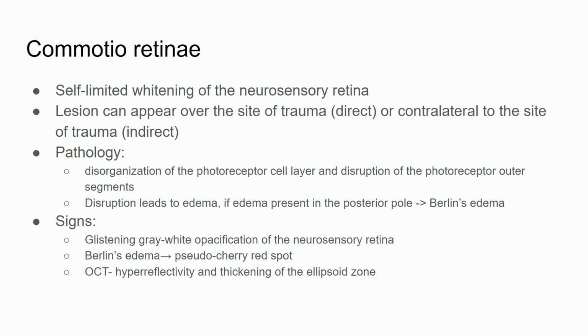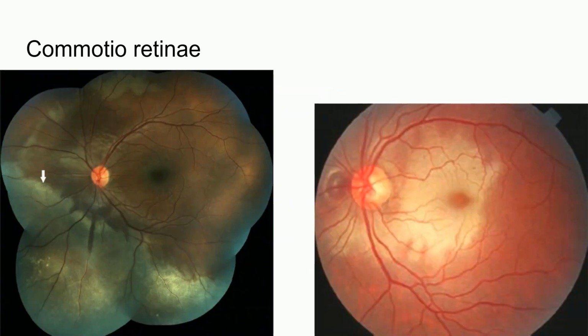If it's present in the posterior pole, it's considered Berlin's edema, and you get this glistening gray-white opacification of the neurosensory retina. Berlin's edema can look like a pseudo-cherry red spot, and on an OCT you can get some hyperreflectivity and thickening of the ellipsoid zone. Here's an example. The picture to the left shows that gray glistening, and the picture on the right is what Berlin's edema looks like with the pseudo-cherry red spot.